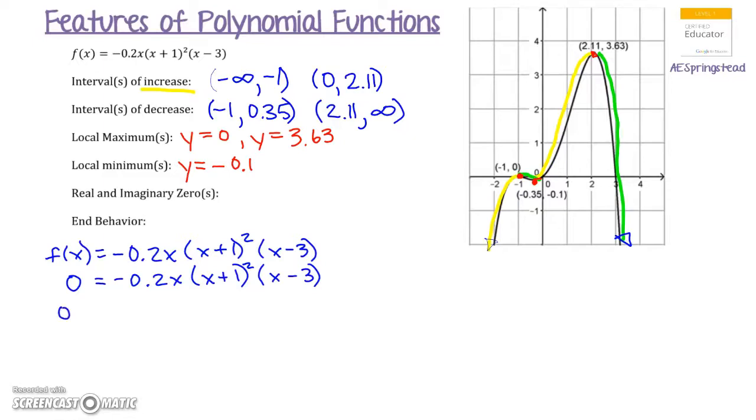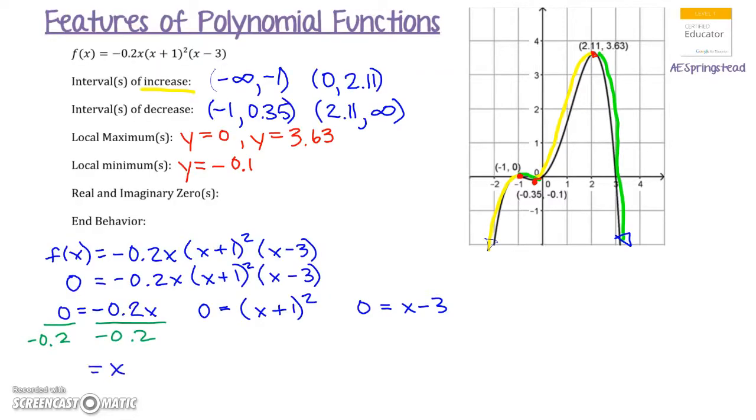So I have 0 equals negative 0.2x, 0 equals x plus 1 squared, and 0 equals x minus 3. And then I just need to solve each of those equations separately. The first one's going to be fairly easy to solve. We just divide both sides of the equation by negative 0.2. And that will give us that x is equal to 0, because 0 divided by any non-zero number is just equal to 0.